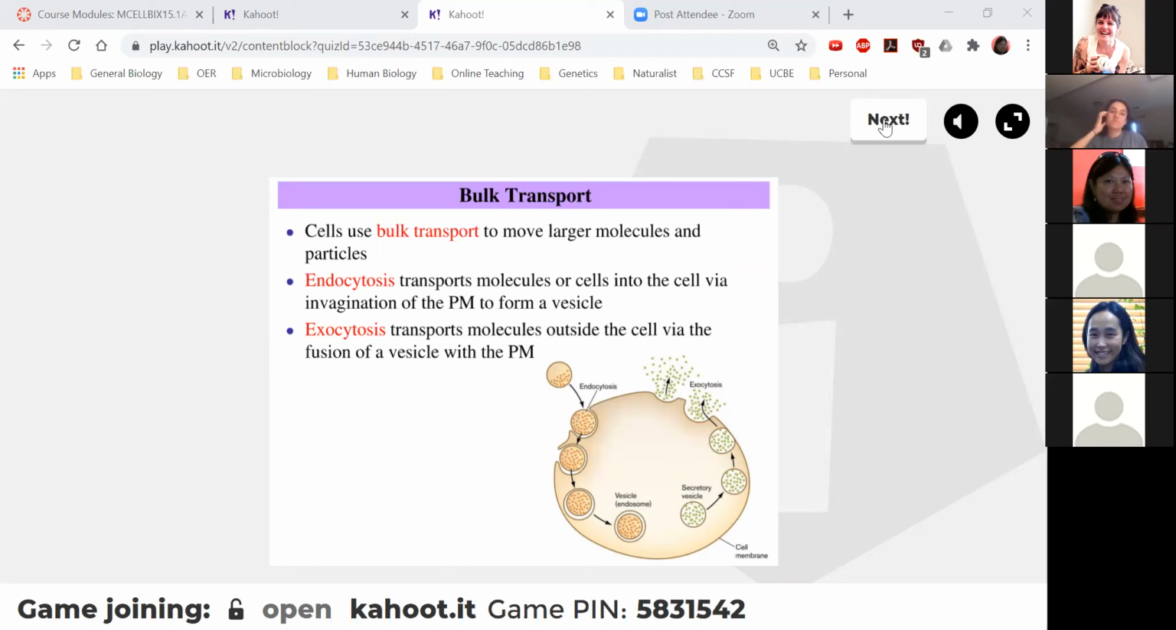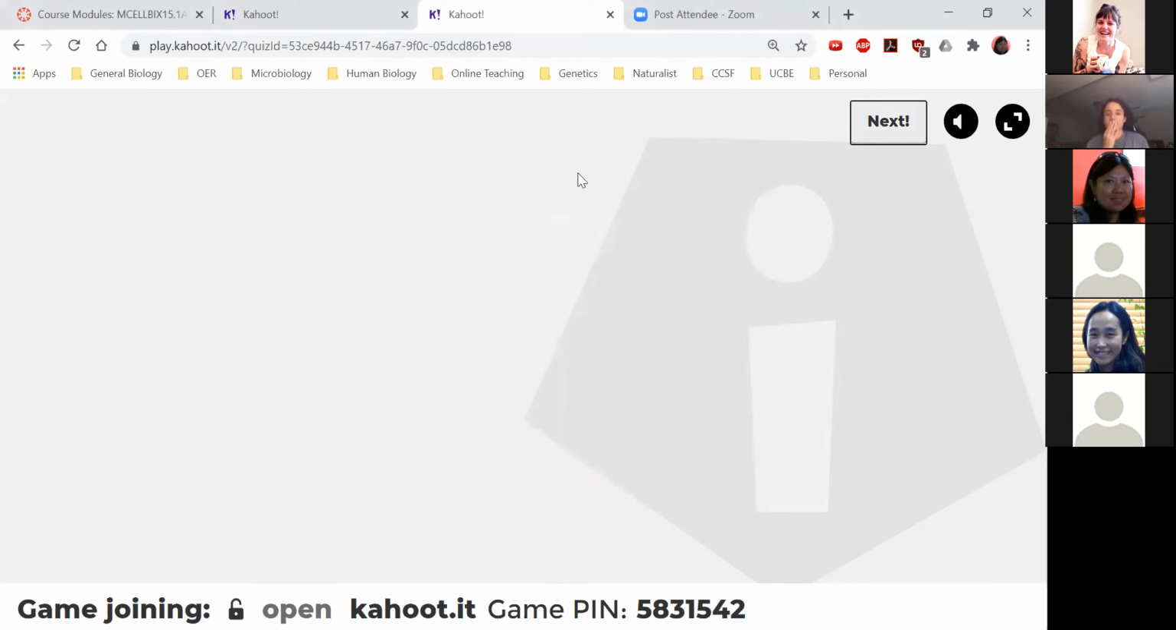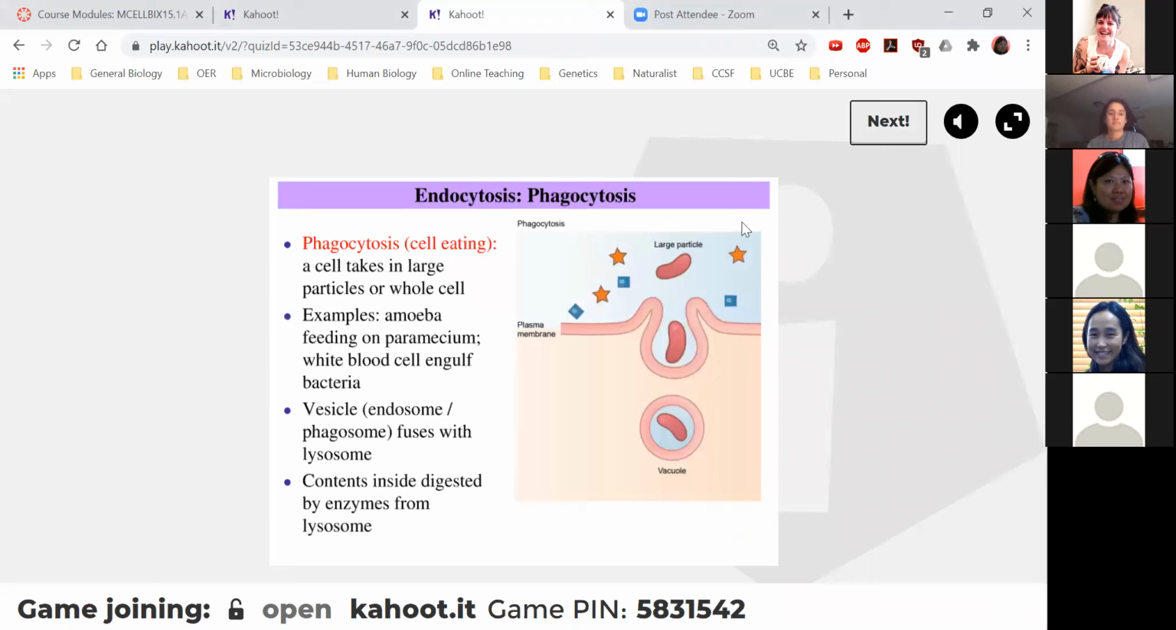And it depends on what the cell is swallowing. If the cell is swallowing something really large, like a whole cell, for example, if this is your immune cell and it encounters bacteria, your immune cell goes through phagocytosis, and phagocytosis literally means cell eating. Then the bacteria goes into the cell as a phagosome, which fuses with the lysosome, and the enzymes will digest the bacteria into pieces.